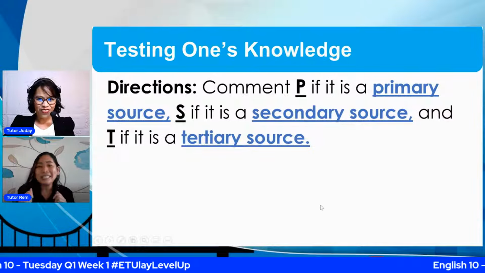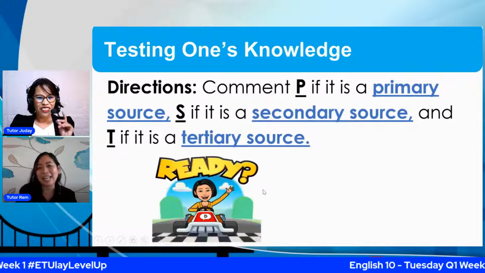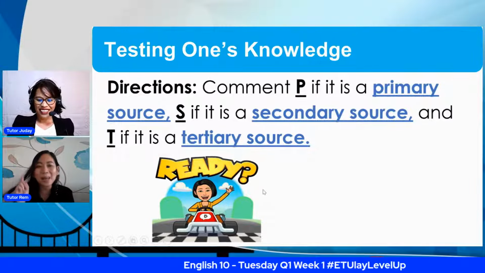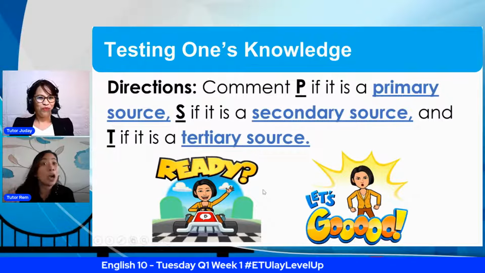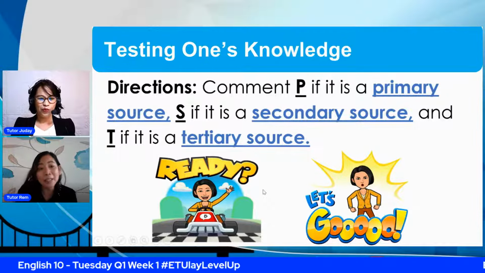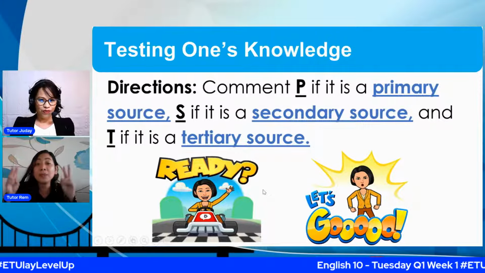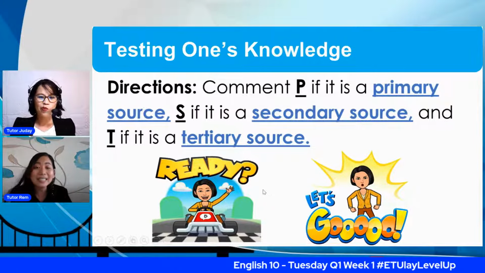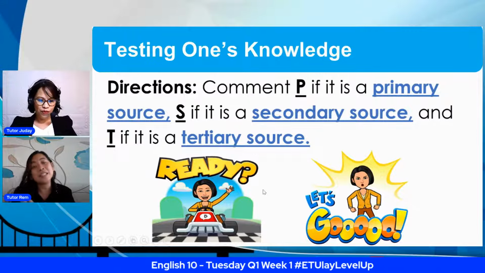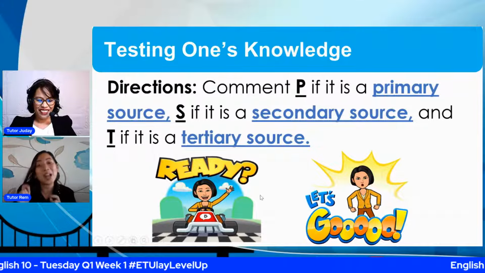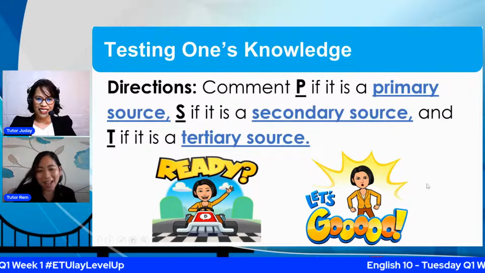So here, let me read to you the instruction. I hope that you are still with us. Ready? Let's go. Direction: you have to comment P. Type there at the comment box letter P if the information is a primary source, letter S if it is a secondary source, and T if it is a tertiary source. Right, Tutor Guide Jedi?